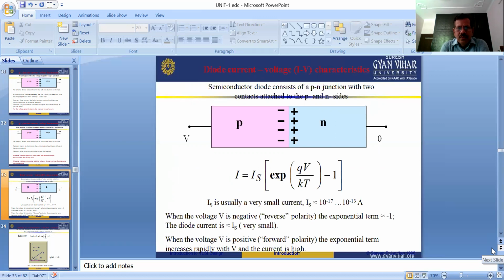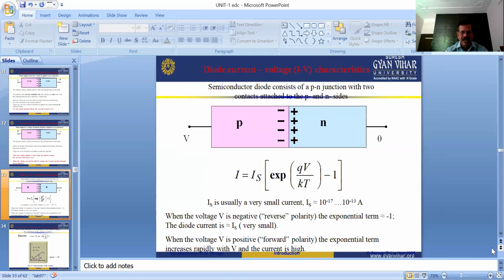Now you see here the diode current I. This is the diode current formula: I equals Is times e to the power qV upon kT, minus 1. A semiconductor diode consists of a PN junction with two contacts attached to the p-side and the n-side. Here, what is the I and what is the Is, and what is the k and T?